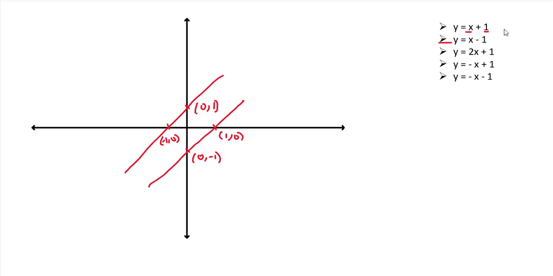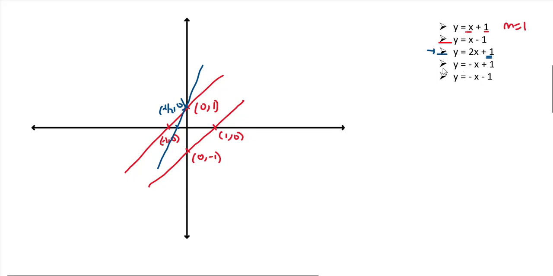Now in the first two cases, the slope was equal to 1. If we make the slope equal to 2, your equation will become y is equal to 2x plus 1. Because the slope has increased, the line will become a lot steeper. So for this equation y is equal to 2x plus 1, the graph will look like this. Again, the y-intercept is 1. And if you want to find the x-intercept, you will have to put y equal to 0. The x-intercept will come out to be minus 1 by 2. So this point will be (-1/2, 0). So this is how your third graph will look.